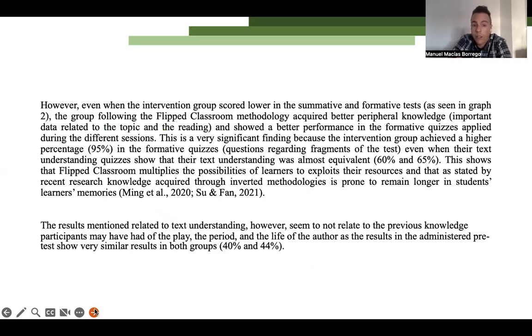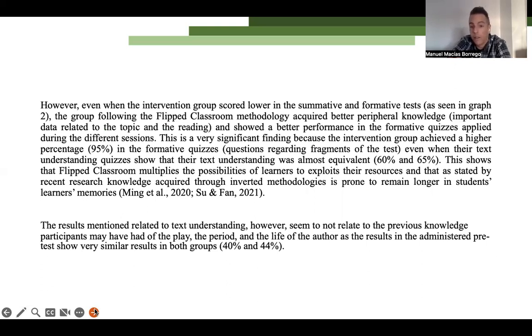However, even when the intervention group scored lower in their summative and formative tests, as seen in graph number 2, the graph before, the group following flipped classroom methodology acquired better peripheral knowledge, important data related to the topic and the reading, and showed a better performance in the formative quizzes applied during the different sessions.